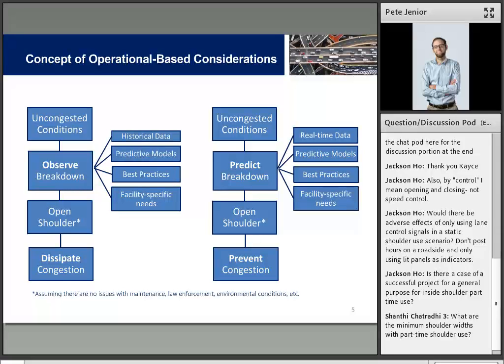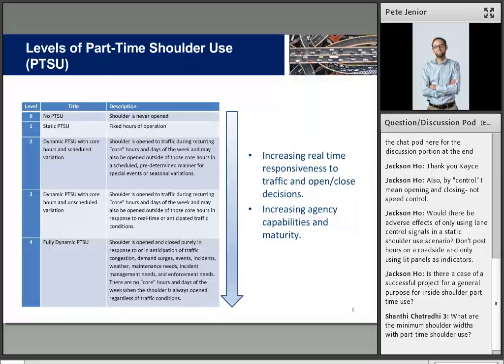That's really what we see on the right side here, where we can have some real-time information coming in and some historical knowledge of the typical daily traffic profile on a facility, open the shoulder proactively, and prevent congestion from occurring in the first place. And of course, this assumes that it's physically possible to open the shoulder and you don't have maintenance taking place or a disabled vehicle or anything like that.